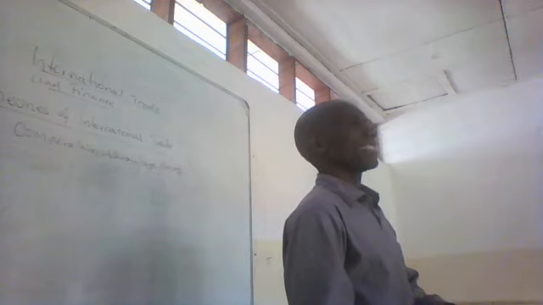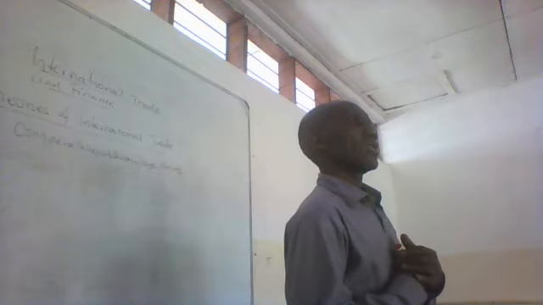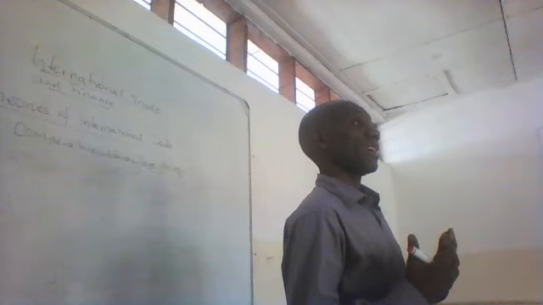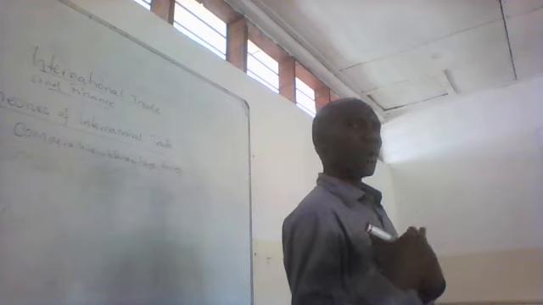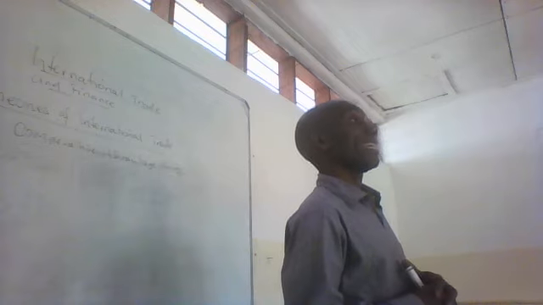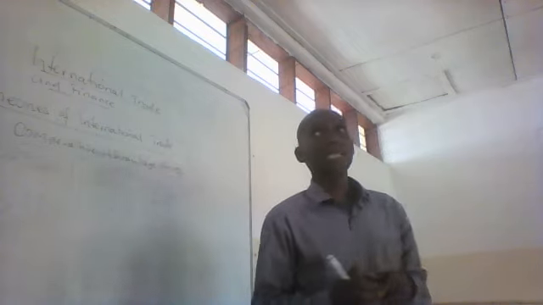So who started this? Who discovered this theory? We have seen that the first theory was discovered by a Scottish man by the name of Adam Smith. But now, what about this theory, comparative advantage? Comparative advantage was developed by an English economist. He's from England.